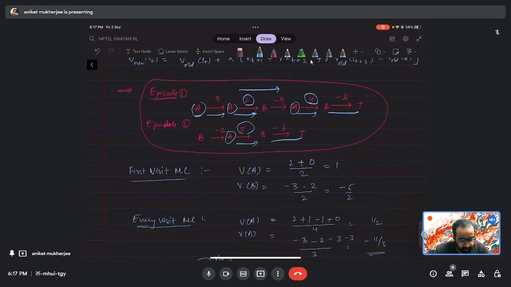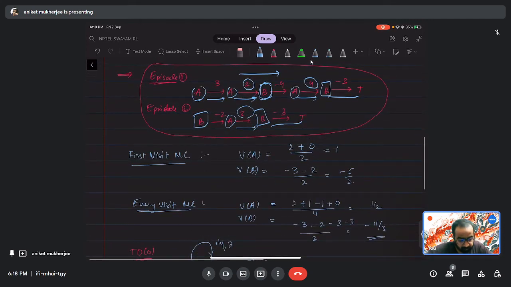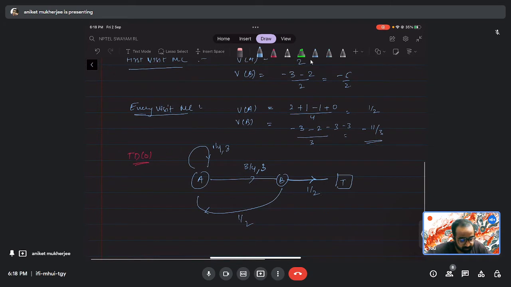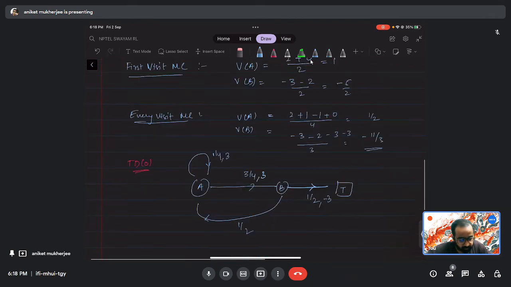Totally 4 times I am in B. 1, 2, 3, 4. Out of which 2 times I go to B, so 1/2. And 2 times I go back to A, so 1/2. No self-repeat time, I go back. And the reward is -3, -3/2. So this is -3. And -2, -4. This is also -3.